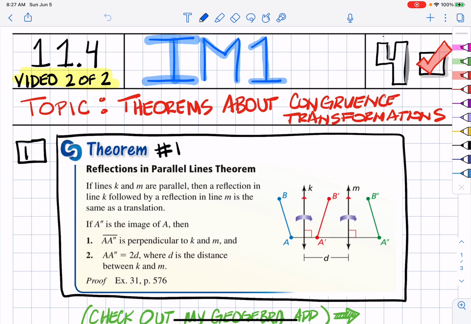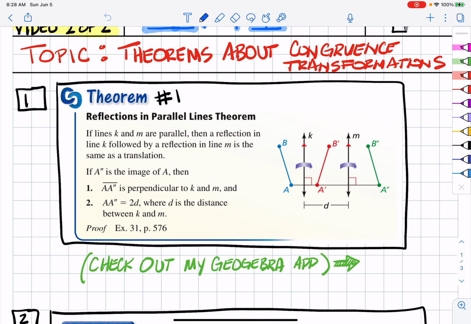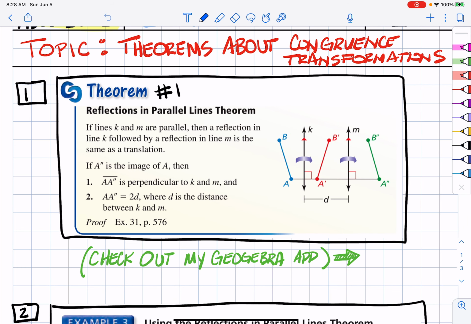Welcome to IM1 11.4, video 2 of 2. There are 4 boxes for us to talk about, and the topic today is theorems about congruence transformations. There's only 2 theorems that we're going to talk about today, and let's dive into the first one right here.